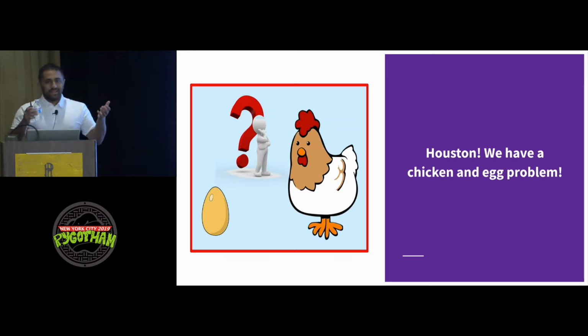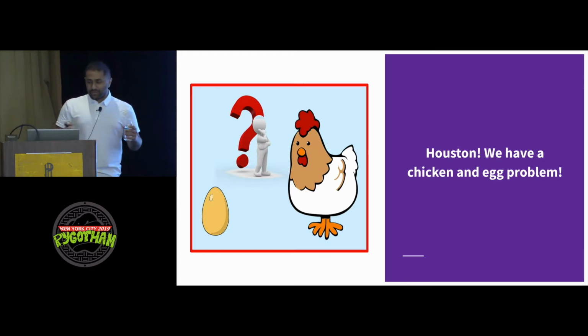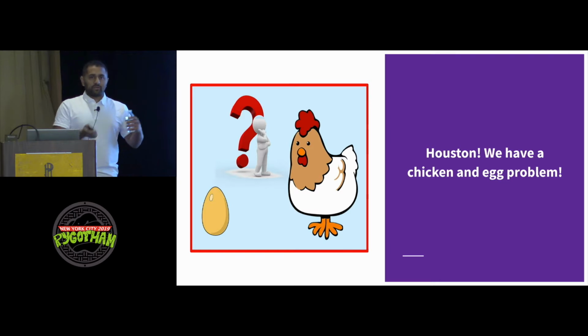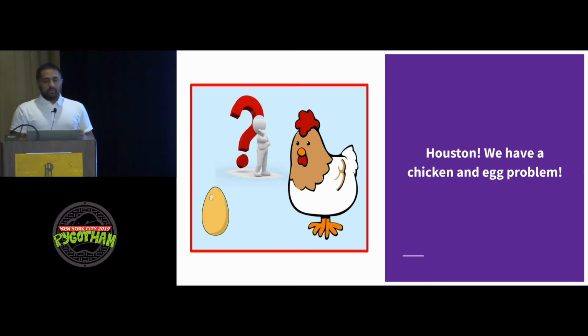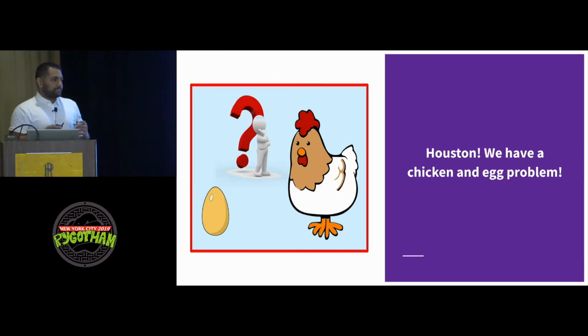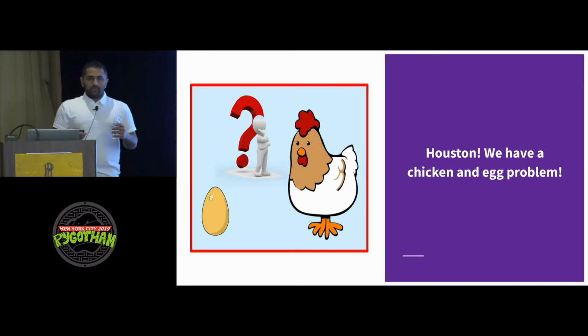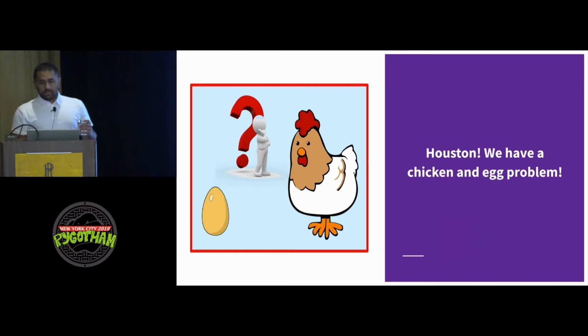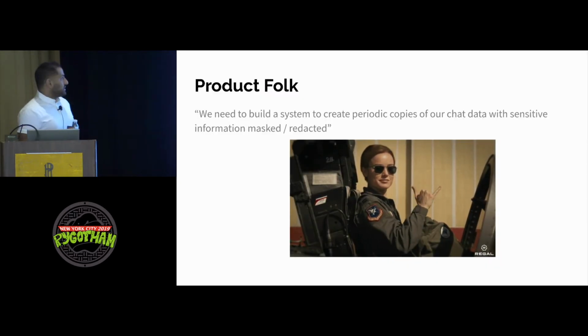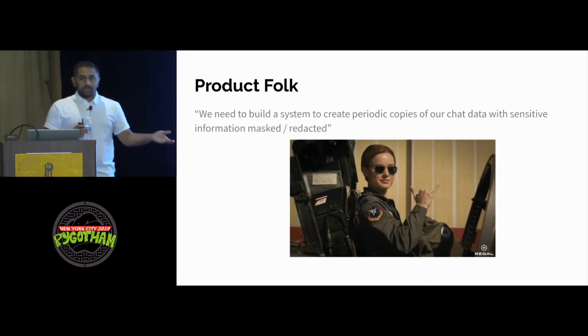So it's a bit of a chicken and egg problem that we've encountered, but we managed to do some clever machine learning and use proxy data or synthetic data to be able to get started with this system. So at the end of the day, we decided we're going to build a system that creates periodic copies of our chat data with sensitive information masked or redacted, right?